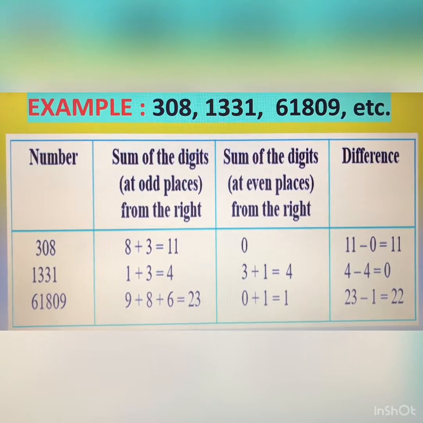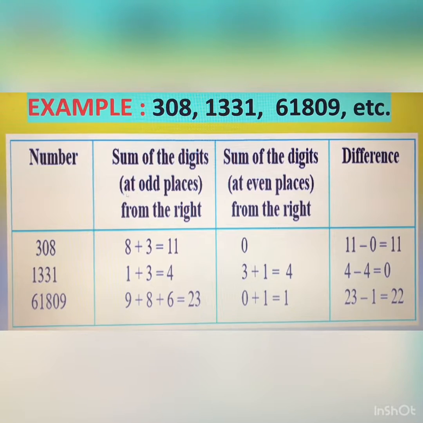So the sum of digits at the odd places. Do you know what the odd place is? When you count these numbers, 1, 2, 3. So 1 and 3, these are the odd places, and 2, this is the even place. Similarly, 1, 2, 3, 4. So that is 2 and 4, these are the even place digits, and 1 and 3, these are the odd place digits. Similarly, count here the digits. That is 1, 2, 3, 4, 5. So the odd place digits are 9, 8 and 6, and the even place digits are 1 and 0 only.